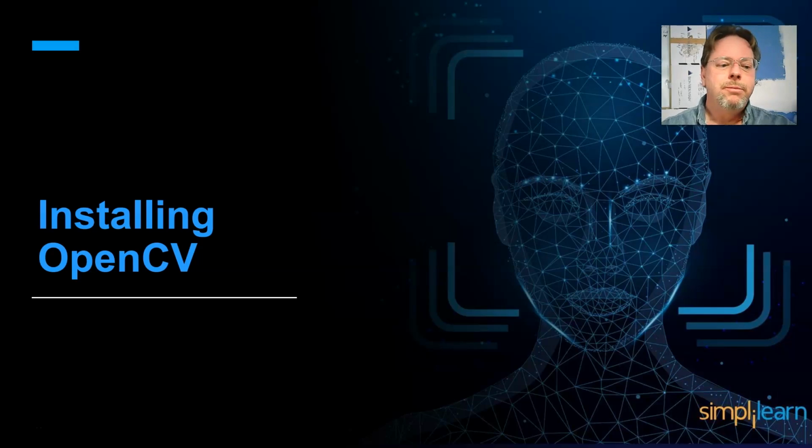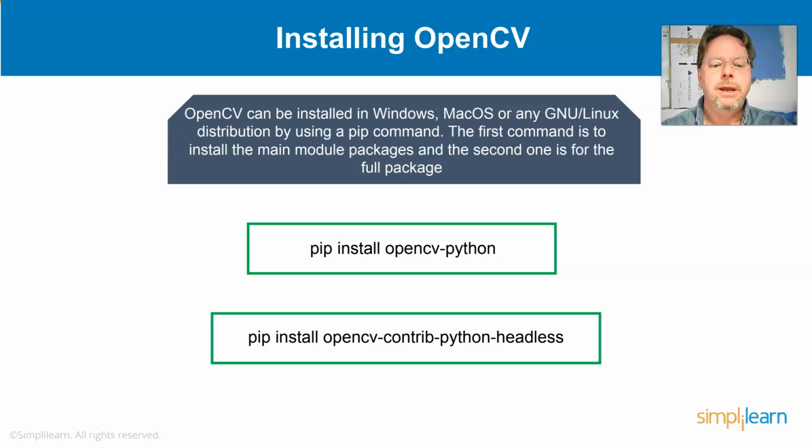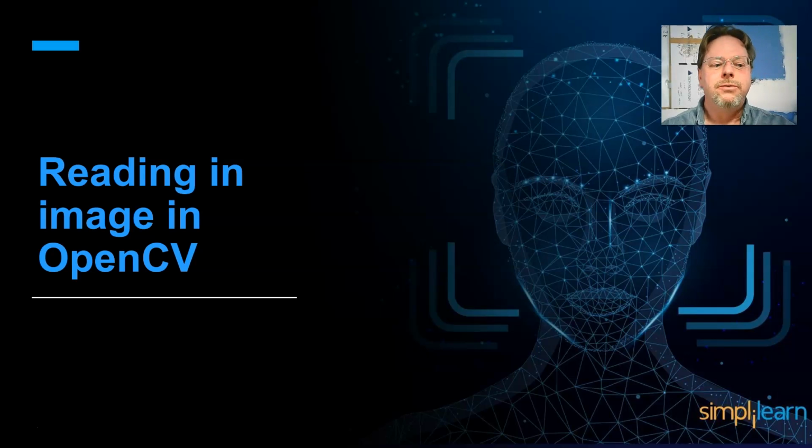We'll start with installing OpenCV. It's pretty straightforward. In Python, you do a pip install opencv-python. You can also pip install opencv-contrib-python-headless. OpenCV can be installed on Windows, macOS, or any GNU/Linux distribution by using the pip command. The first command we went over is to install the main module packages, and the second one is for the full package. And usually you want the full package. Once you start digging into it, it's so easy to use, and there are so many fun things you can play with. So the most common thing is reading in an image in OpenCV.